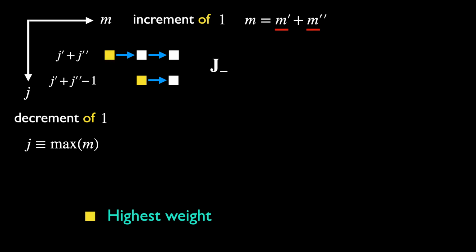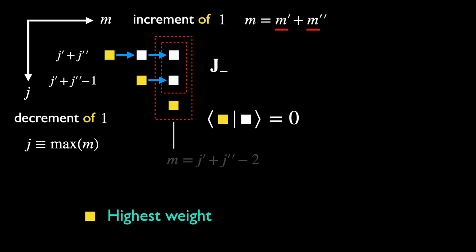Once again, we claim that apart from these two white boxes, there remains only one more state, a highest weight yellow box orthogonal to them, that shares the same value of m equals j prime plus j double prime minus 2. We now repeat the argument we have used before. If this state is truly the only remaining one with this value of m, and from the diagram, it is obvious that the other states sharing this value are not highest weight states, then the new state must necessarily be a highest weight state. Otherwise, we will be missing a state in the Jm basis.